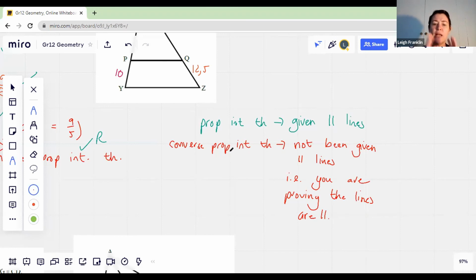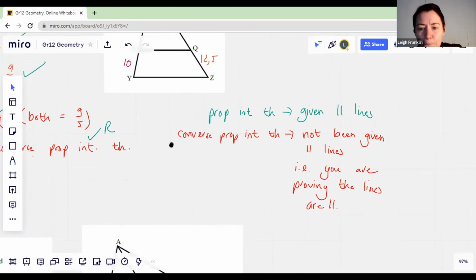Okay. All right, so proportionality intercept theorem gets used when they give us the parallel lines. When they give us the parallel lines, then we can say this over this is that over that. But if we do not know that the lines are parallel, we cannot make that proportion statement. It's only true because the lines are parallel. So if the lines are not parallel and it's what we need to prove, then it's converse proportionality intercept theorem, and then you would do it the way that we've just done this question over here.